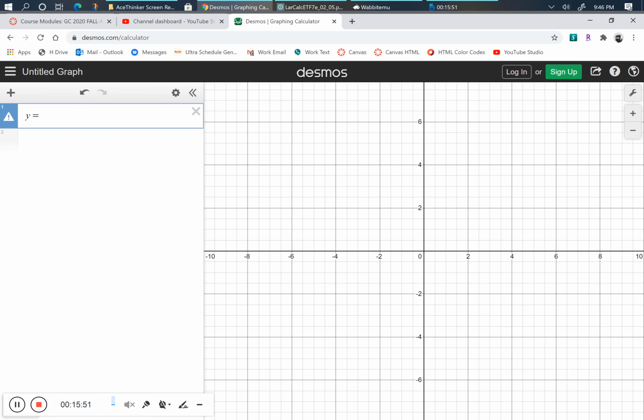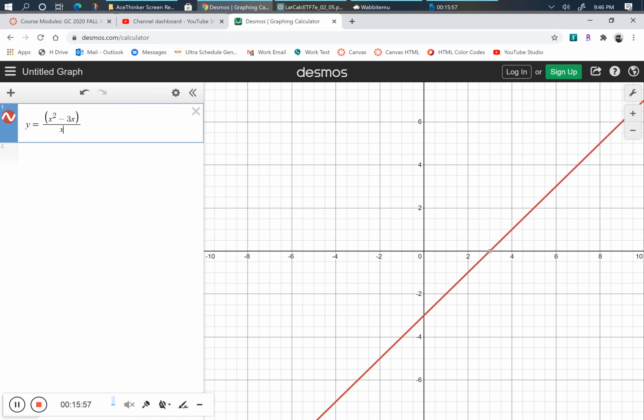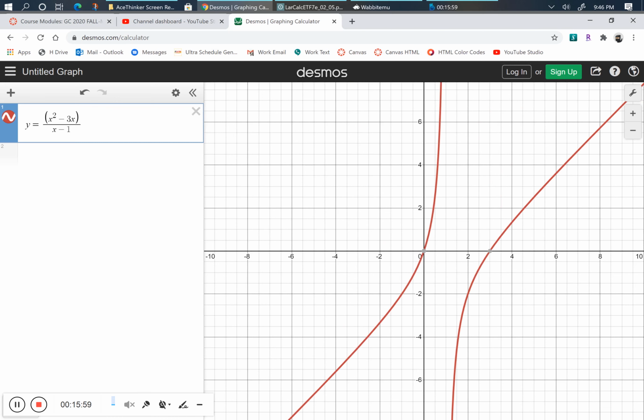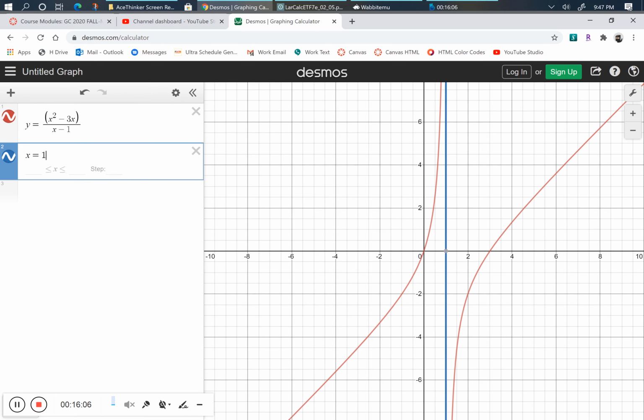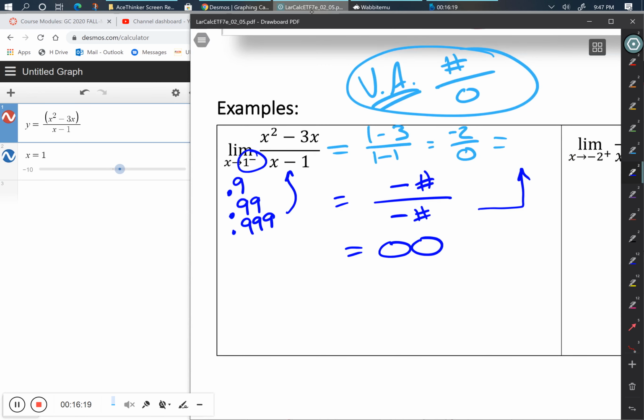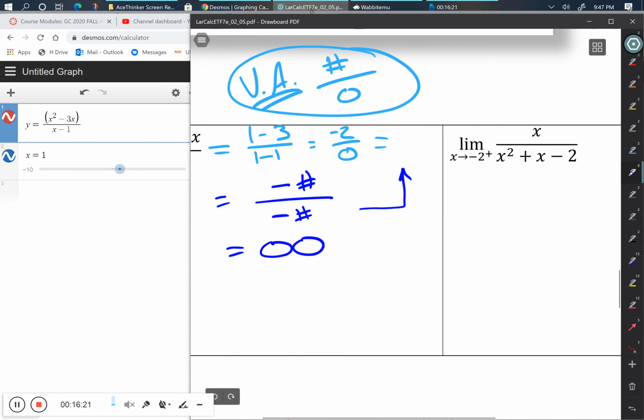Y equals the quantity x squared minus 3x divided by x minus 1. We said the vertical asymptote was at x equals 1. So there's your vertical asymptote. And from the left-hand side, where's it going? Well, left-hand side means over here, right? And as you can see, that thing is going up and up and up. So we're looking at a limit of infinity, right?